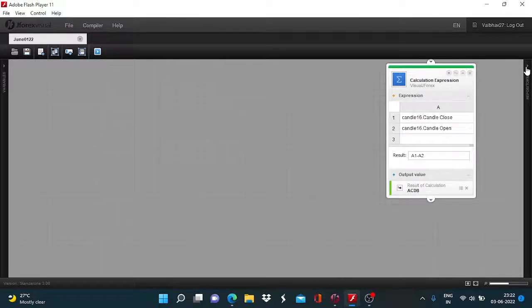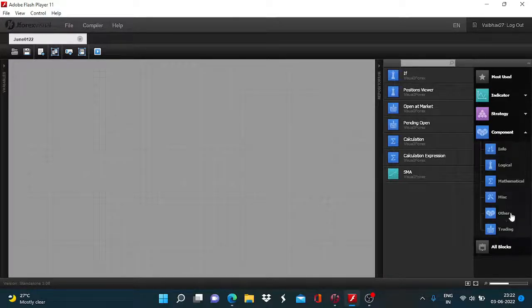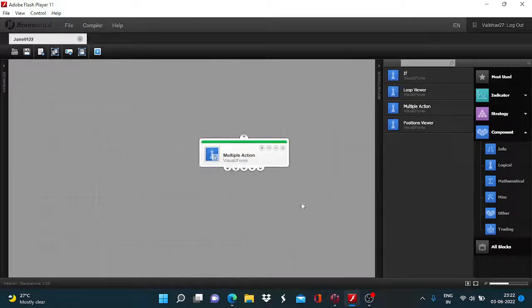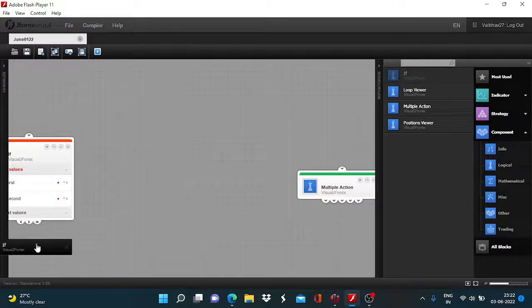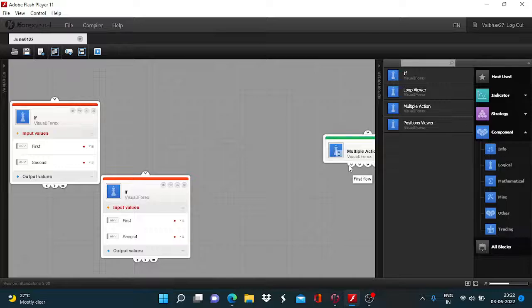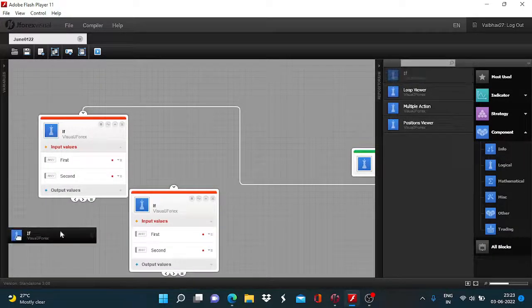Now I will add multiple action. So that's going to be a logical component, and afterwards we have to take a couple of if blocks. Even I'm not sure how many of these are going to be needed. So we just start anyway, and we will add this as we go ahead.